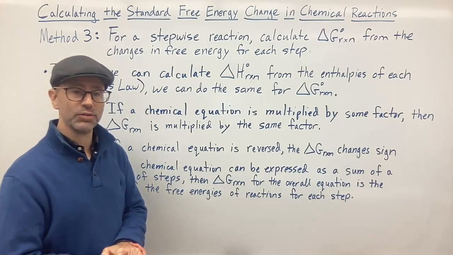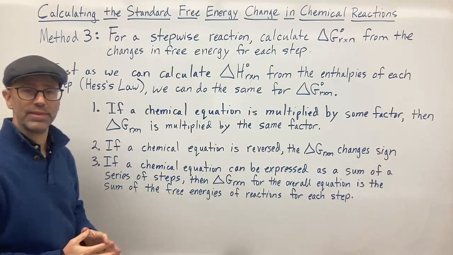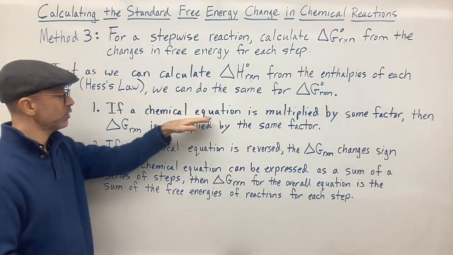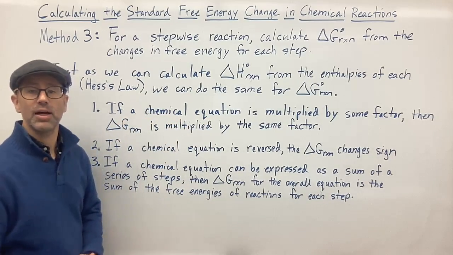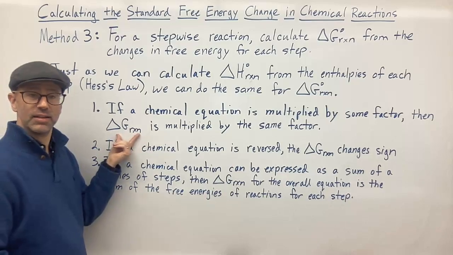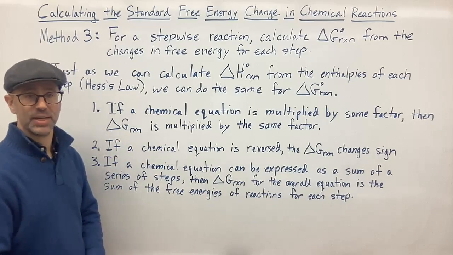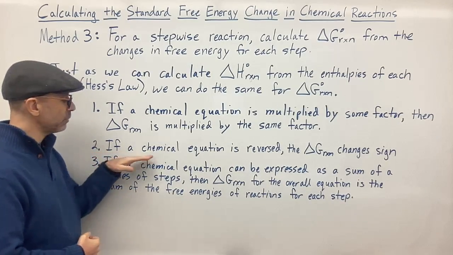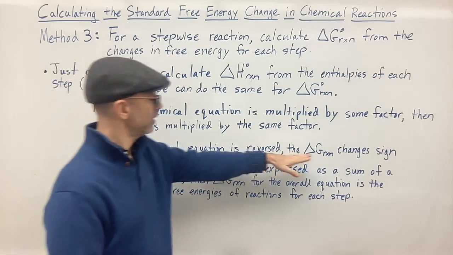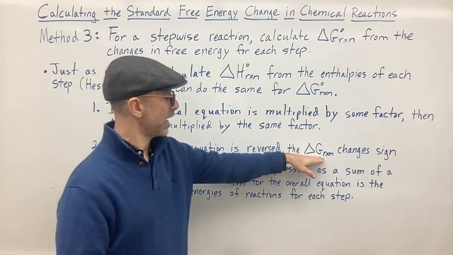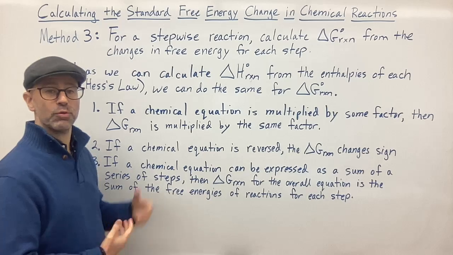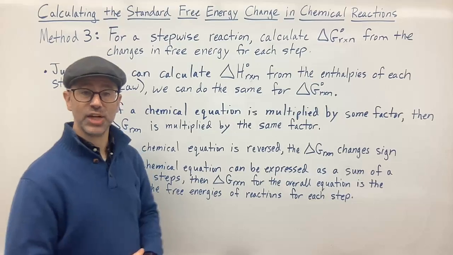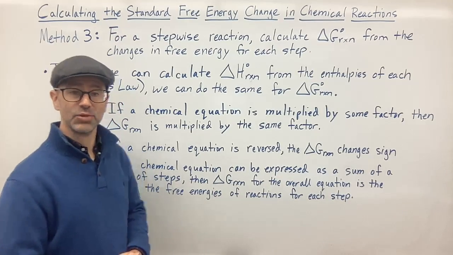So to remind ourselves from what we saw before with enthalpy, the same applies to free energy changes. So number 1, if a chemical equation is multiplied by some factor, then the delta G, the free energy change of the reaction, is also multiplied by that same factor. We saw this with enthalpy changes as well. So number 2, if a chemical equation is reversed, then the free energy change of the reaction is going to change signs. So if it was positive, it becomes negative. If it was negative, it becomes positive. And again, we saw that with the change in the enthalpy of a reaction as well.